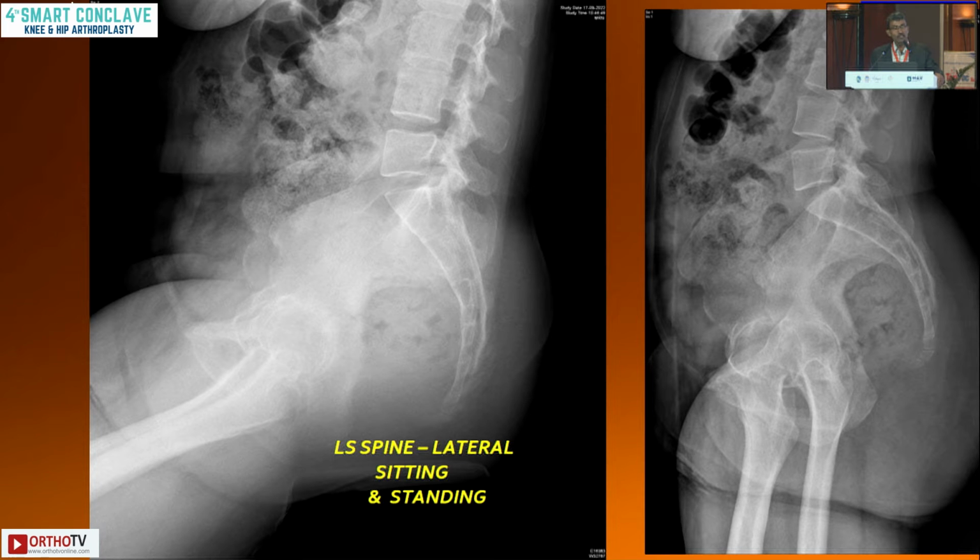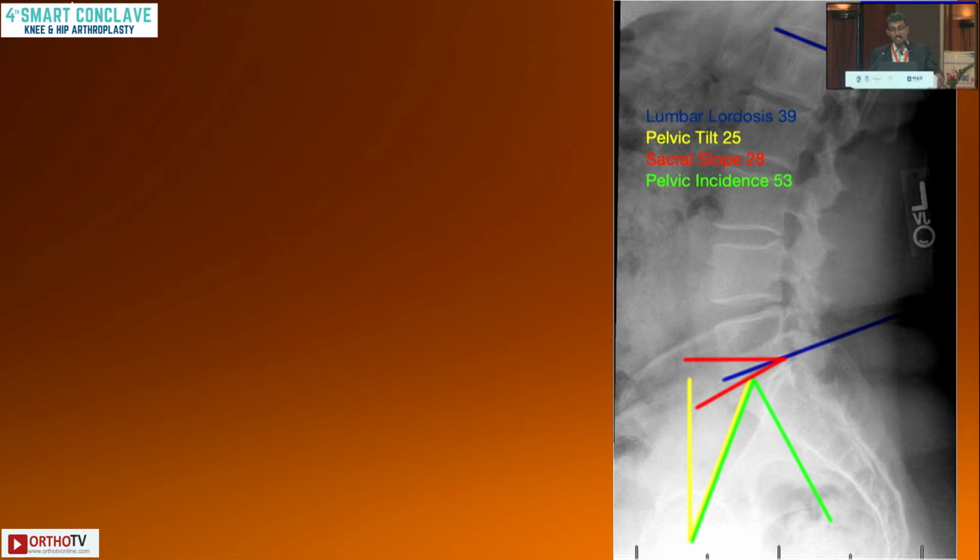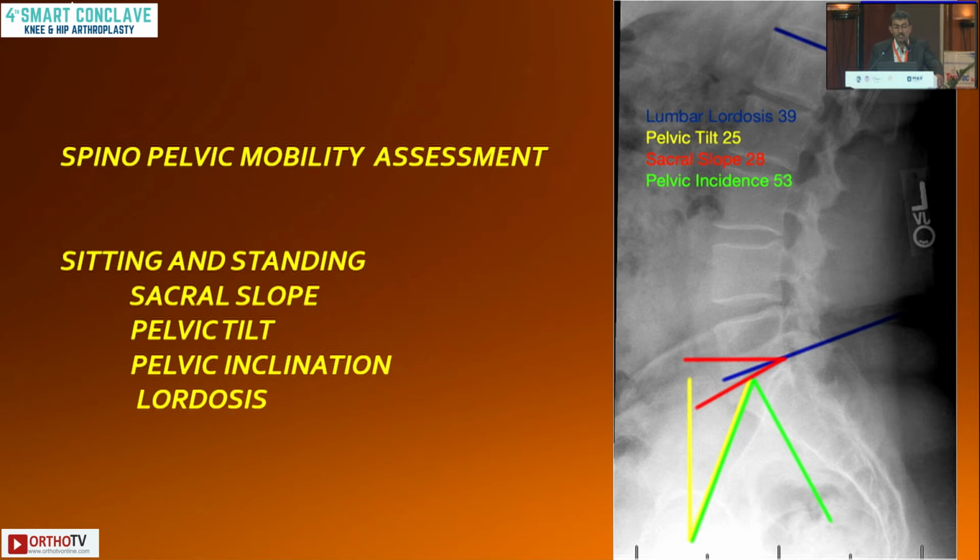Now, in every patient you have to take spine sitting and standing X-rays, which will give you the change in pelvic tilt from sitting to standing, which can be assessed before a total arthroplasty. There are various spinopelvic parameters that can be assessed, which include lumbar lordosis, pelvic tilt, sacral slope, and what we call the pelvic inclination.